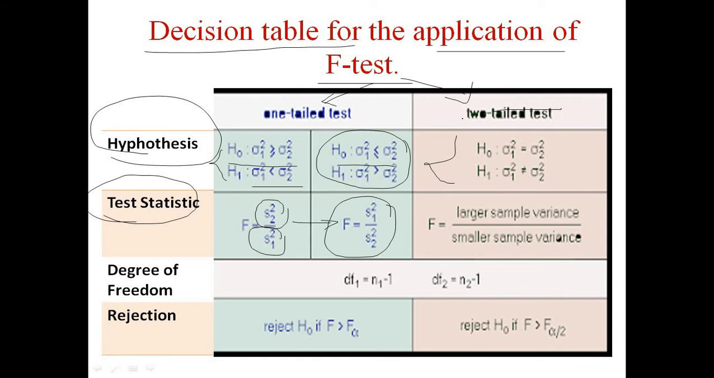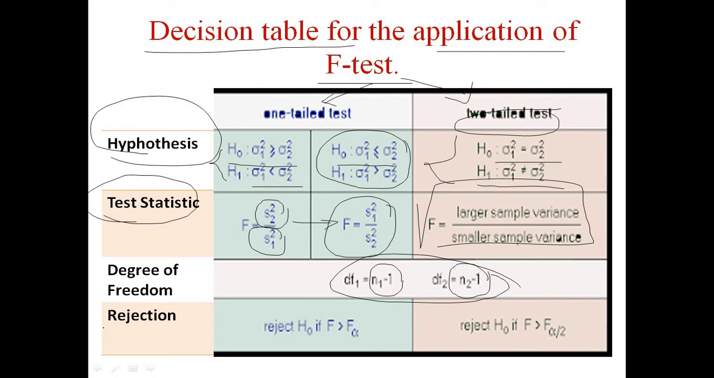If there is a two-tailed test, then the null hypothesis is that the two samples are equal, and in the alternative hypothesis they are not equal. For that we have to use this formula. No doubt it is the ratio of variances, but the larger sample variance is the numerator and the smaller is the denominator. Obviously degrees of freedom are n1 minus 1 for sample 1 and n2 minus 1 for sample 2, and rejection depends upon the values we get from the table.